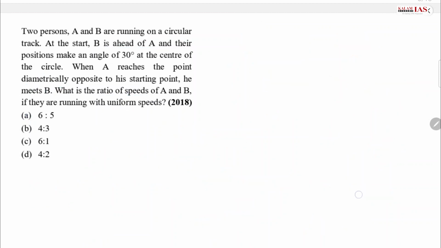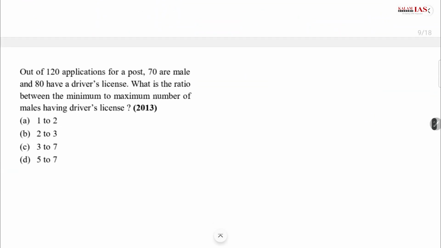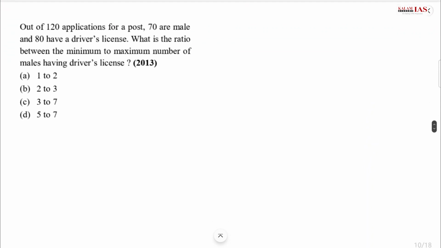Let's move to the next question. Again you have 1 minute to solve this question. Try to attempt it. It's a very simple question, and whatever concepts we have learned can be easily applied here, and then we'll discuss the question.